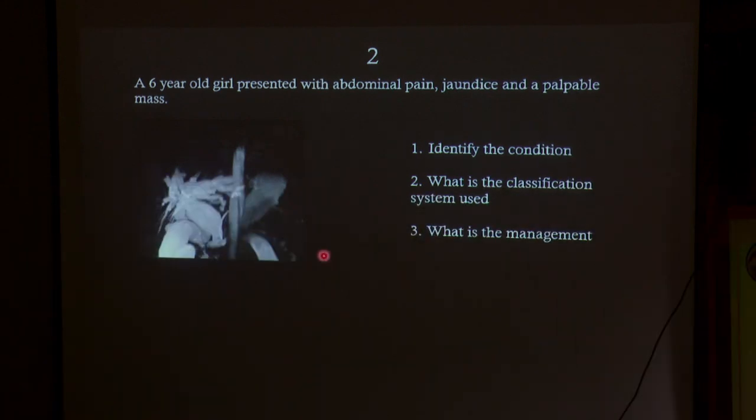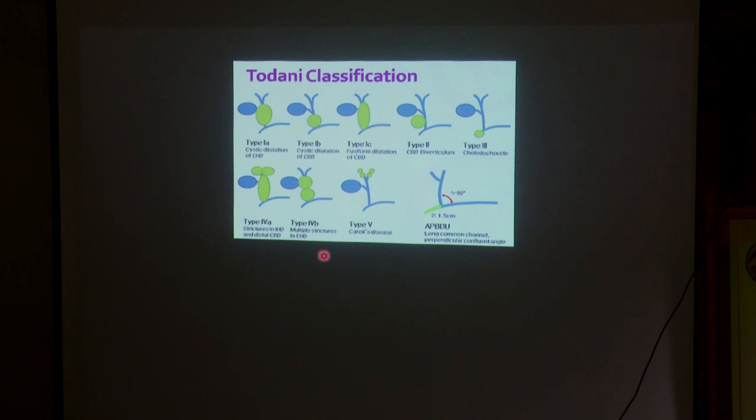So how do you classify and how do you manage this condition? It is classified by Todani into 5 types, where type 1 is fusiform dilatation of only the extrahepatic ducts, and in type 2 there is a true diverticulum in the CBD, and in type 3 there is a small diverticulum in the ampullary portion of the CBD, also known as choledochocele. Type 4 is divided into A and B. Type 4A is strictures with multicystic dilatation of both intrahepatic and extrahepatic ducts, and in type 4B there are multiple strictures with multicystic dilatation of only the extrahepatic duct.